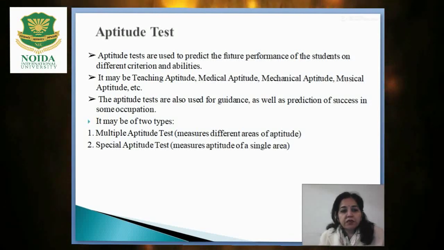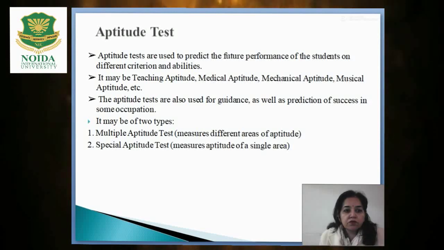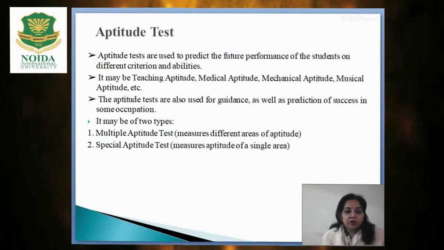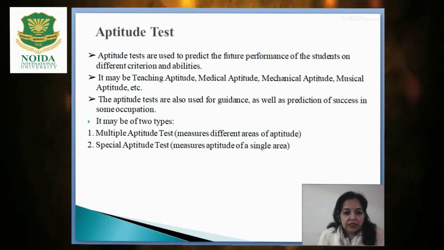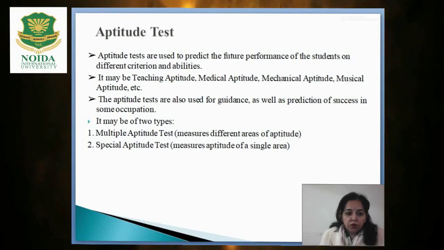So multiple aptitude tests measure abilities of students in more than one area simultaneously by using different sections of a test, while the special aptitude test measures the ability of the student in one area. Then aptitude tests are used to predict the future performance of the students. These predictions are based on specific criteria. For example, you all appeared in an entrance test for admission to the B.Ed program. The test included teaching aptitude components required to get into the B.Ed program, which are prior to instruction or placement or training.